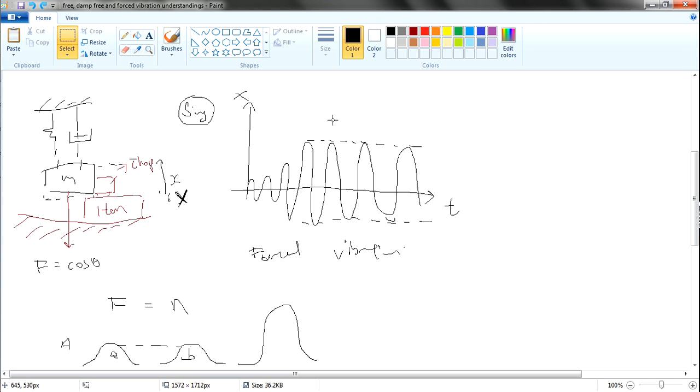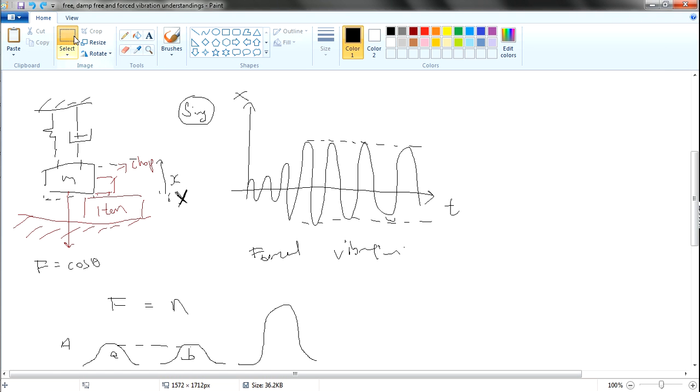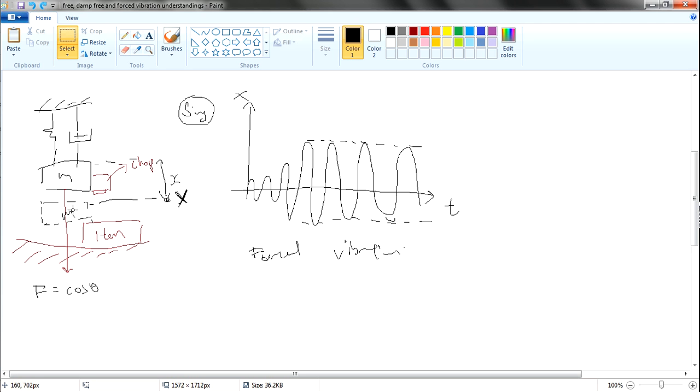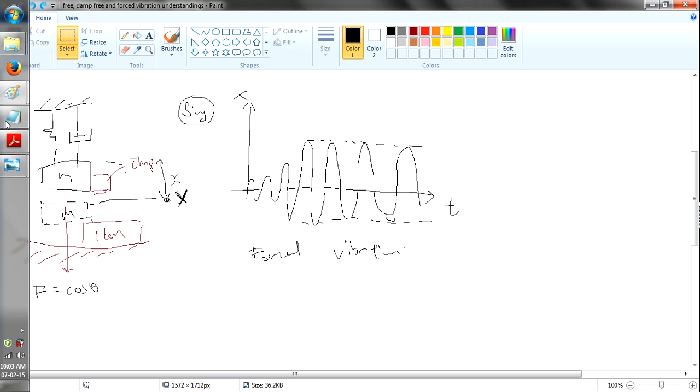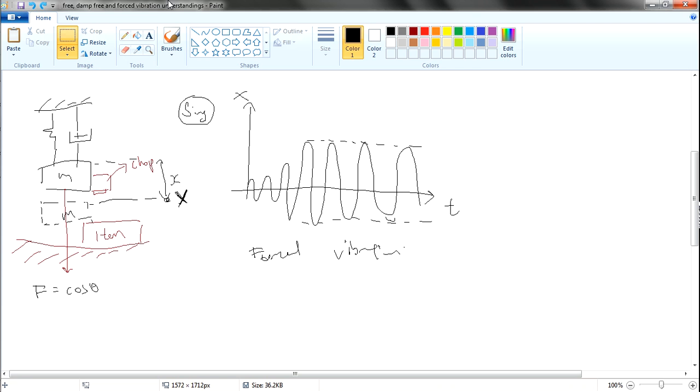With these, I think I can leave you with this. In the next video we'll talk about how to derive an equation to predict the resonance, because our main purpose is to avoid the resonance. As I said earlier, you want the distance between them to be as near as possible while preventing any resonance from happening. So next video we'll derive an equation so that we can see how to solve this. I'll see you in the next video.